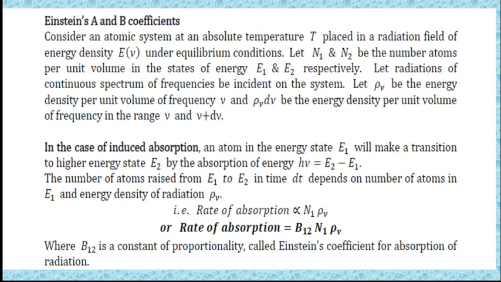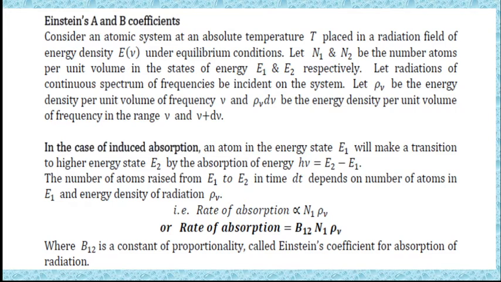Now let N1 and N2 be the number of atoms in the energy levels E1 and E2 respectively. The energy level E1 is assumed to have N1 number of atoms and energy level E2 is assumed to have N2 number of atoms under equilibrium conditions.